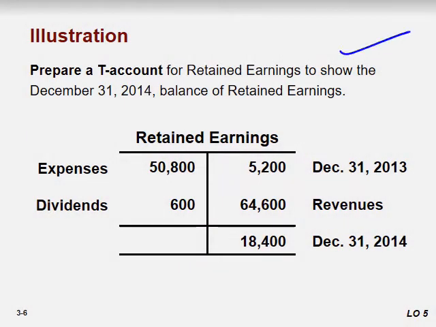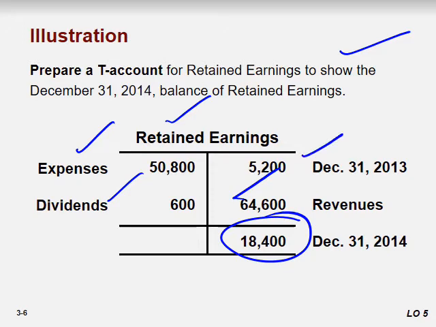So, preparing the T accounts. We know that retained earnings is debited with expenses and dividends, and credited with revenues. So that's how the retained earnings balance came about. That is the beginning balance and that is the ending balance, right? The beginning balance came from the previous year's balance.